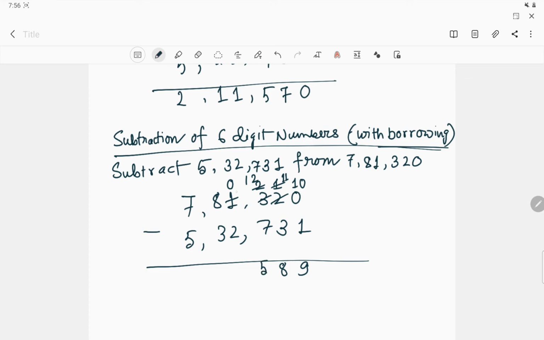Right? And since 0 is less than 2, so you have to borrow again 10,000, not 1000. So it will be 10 minus 2, so it will be 8, right? And 7 minus 3 it will be 4. 7 minus 5 it will be 2. So answer will be 2,48,589. Okay, this is our subtraction of 6 digit numbers. Same thing will happen for 2 digit numbers, for 3 digit numbers, for 5 digit numbers, for 6 digit numbers, right?